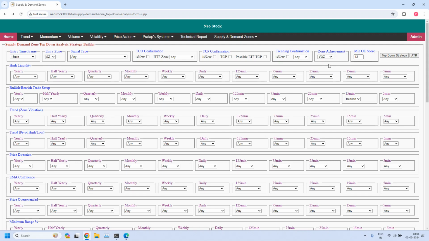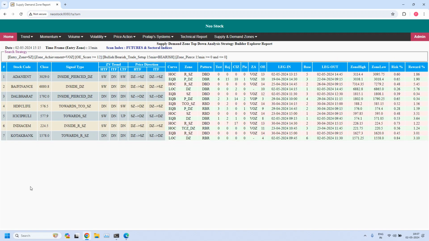All the three filters, pierced zone, zone achievement, minimum odd enhancer score, are all applied to the supply zone. Now let us generate the report. So these 7 stocks are filtered. That means they are supporting bearish trade setup for daily income trade.